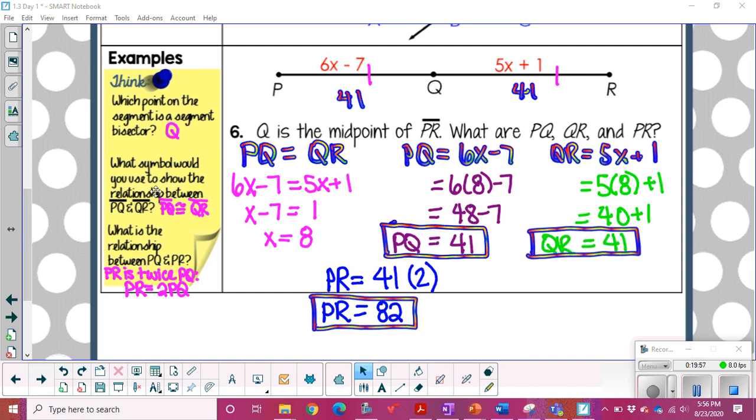Okay, what symbol would you use to show the relationship between PQ and QR? Well, these are segment PQ and segment QR, so the relationship, remember, between segments, they are congruent if they're the same measure. All right, what is the relationship between PQ and PR? Well, PR, which was 82, and PQ, which is 41, well, PR is twice that of PQ. So PR is equal to 2 times PQ, which is what we did over here.